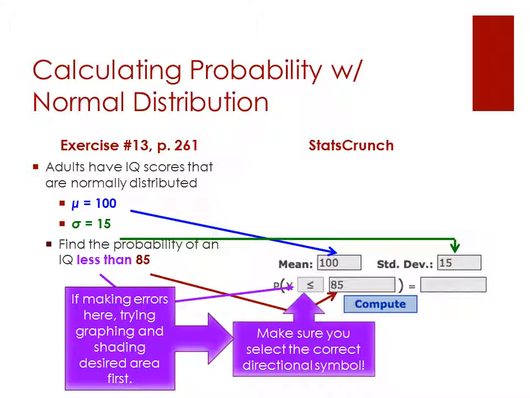Now, a word of caution: if you're looking at using this to solve between problems, notice it is not capable of doing that. So you're going to have to solve for the probability of getting your x2 and your x1 and then subtract the x1 from the x2. Okay, so you're going to have to do that calculation yourself. If you're solving a between problem with StatsCrunch, it will not solve for the between. You must solve for each of those values separately and then do the subtraction yourself.